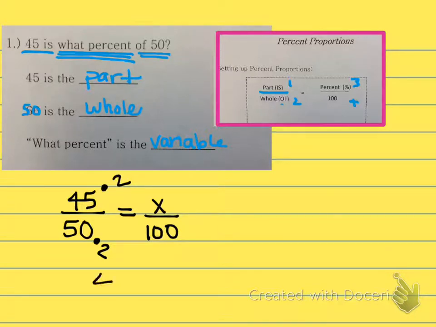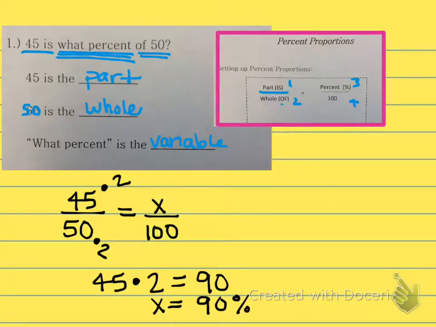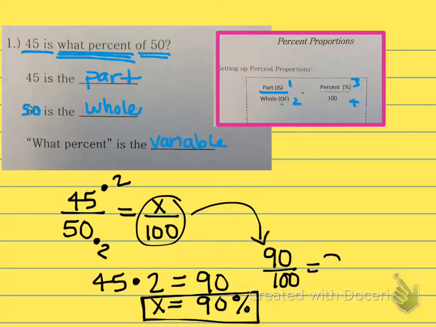So then that is 45 times 2, which gives me 90. So x equals 90%, because it's asking for percent. 90 over 100, which is what would be here, equals 90%. You could also simplify this ratio first before you try to get to 100. So let's try this again.